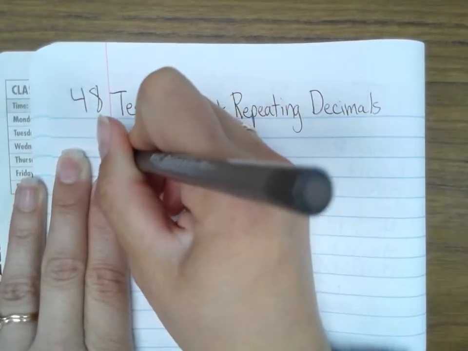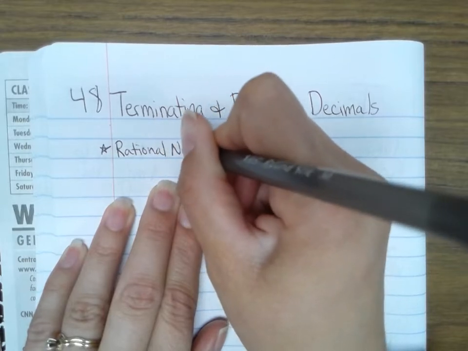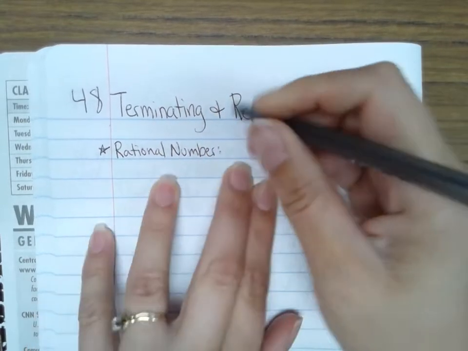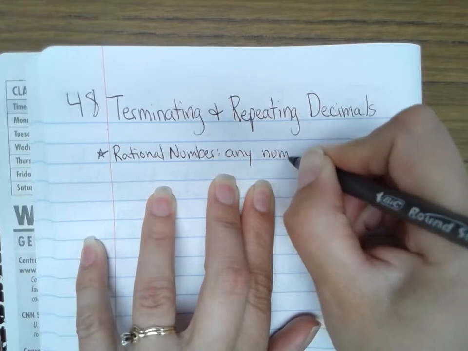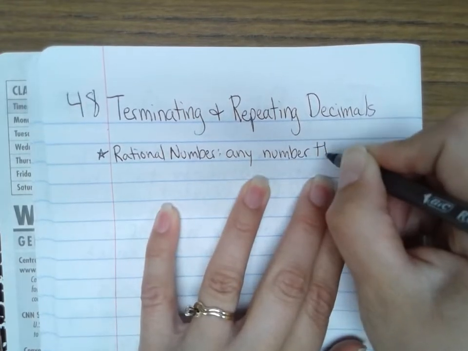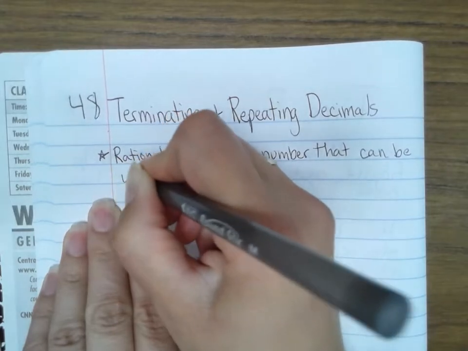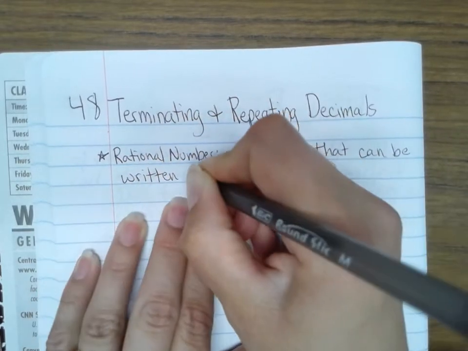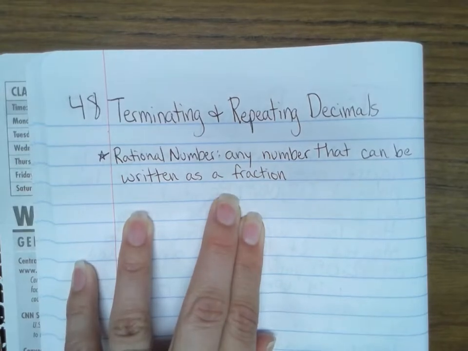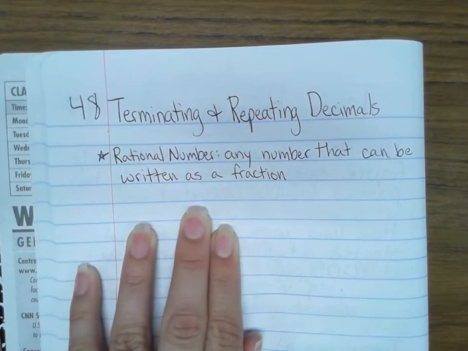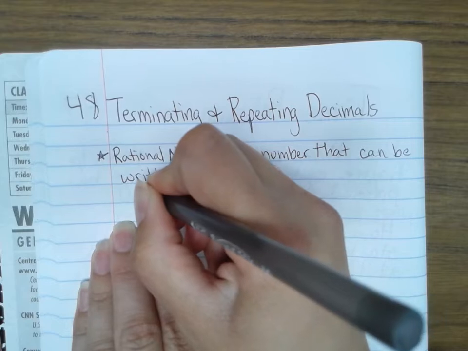So first definition is rational number. A rational number is any number that can be written as a fraction. So if a number can be written as a fraction, there are two types of decimal numbers that can be written as fractions. Okay, the first kind is a terminating decimal.